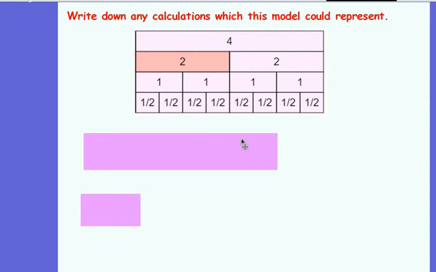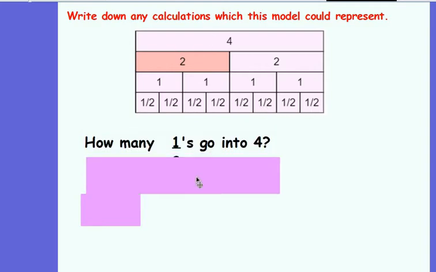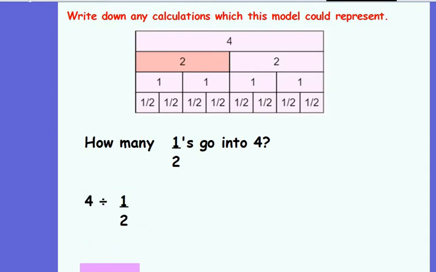So this model, I've said, tells us how many halves we can get within 4. How many halves go into 4? Otherwise known as, what's 4 divided by a half? And the answer is 1, 2, because we can get 2 within 1, 3, 4, so there's 4 of them within 2, 5, 6, 7, 8. So 4 divided by a half is asking how many halves are there in 4, and the answer is 8.